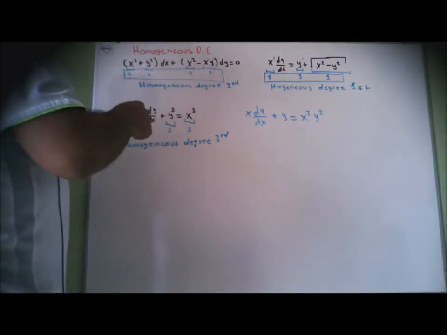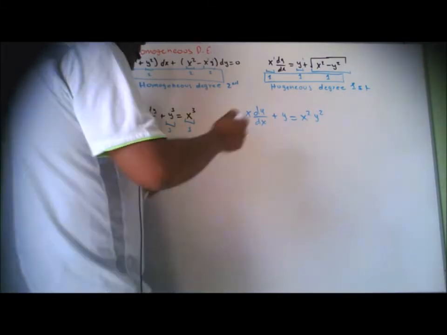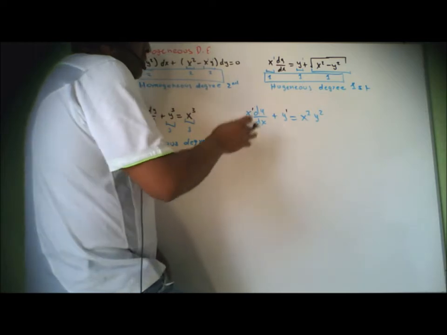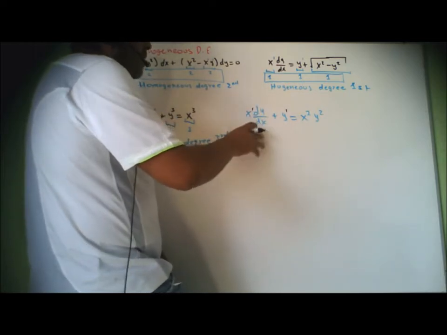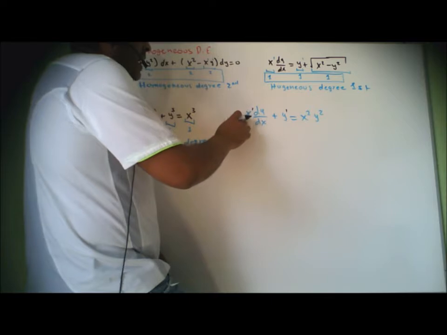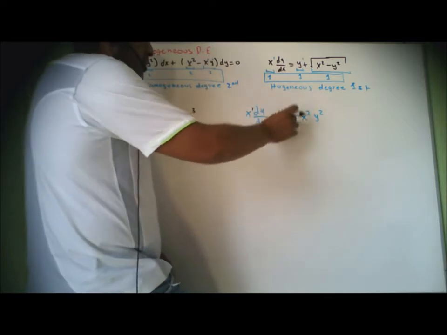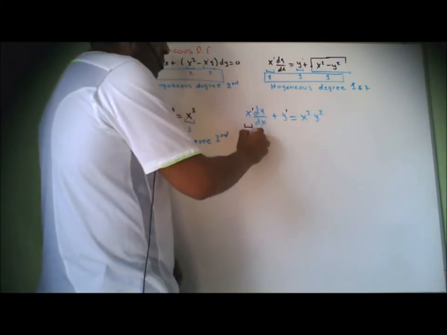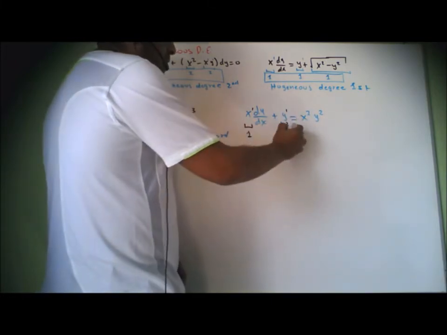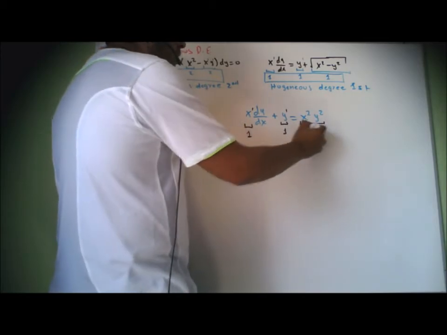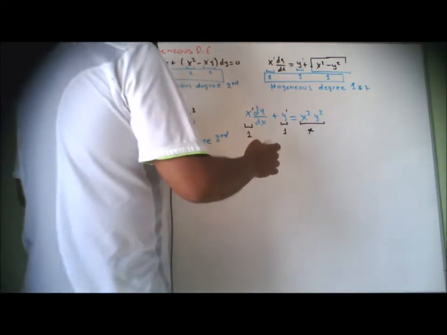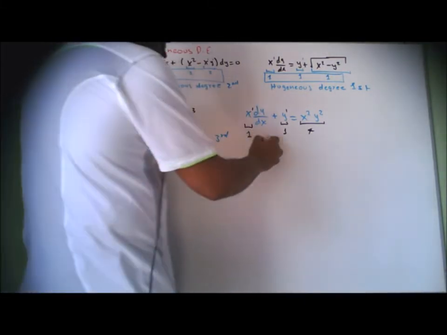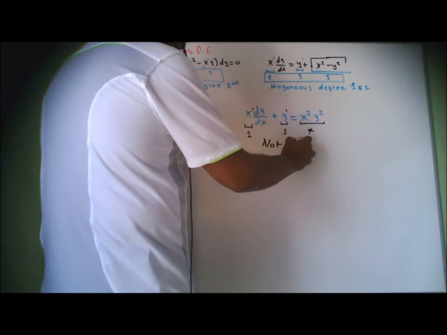What about that example? Here the power is 1, here the power is 1. Don't pay attention to the derivatives, it doesn't matter. But here the x is equal to 1 and the y is equal to 1, so it looks to be homogeneous, but it is not. This is degree 1, this is degree 1, but this combined is 4. So it's not homogeneous. It's just another differential equation.